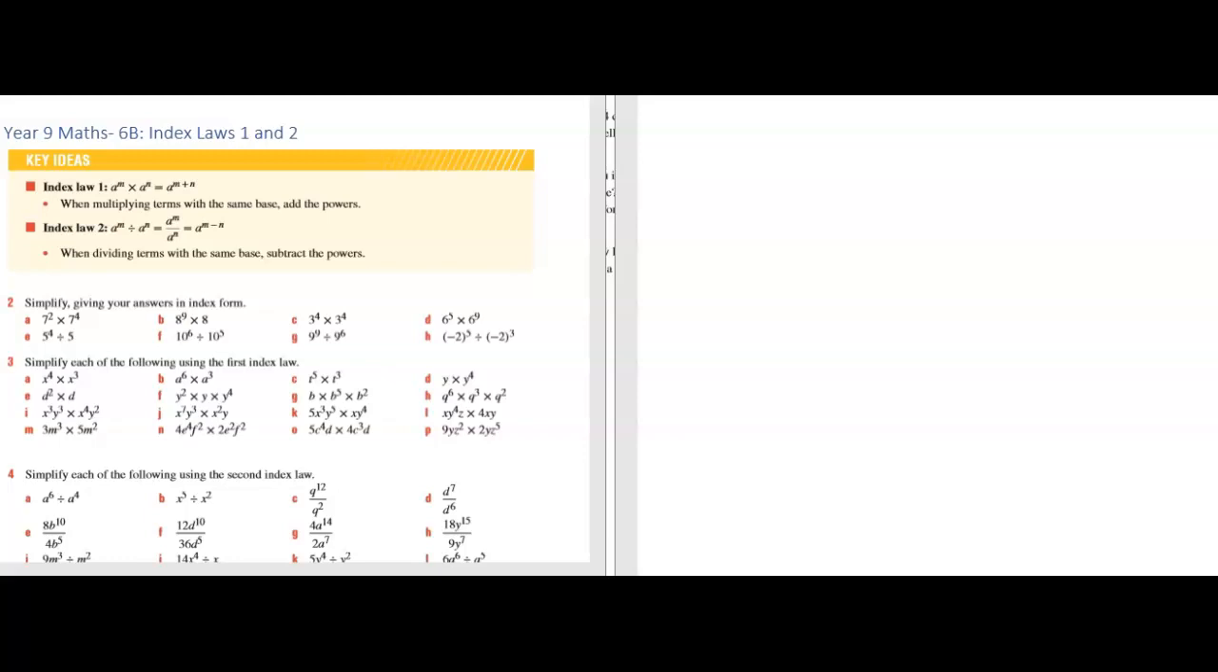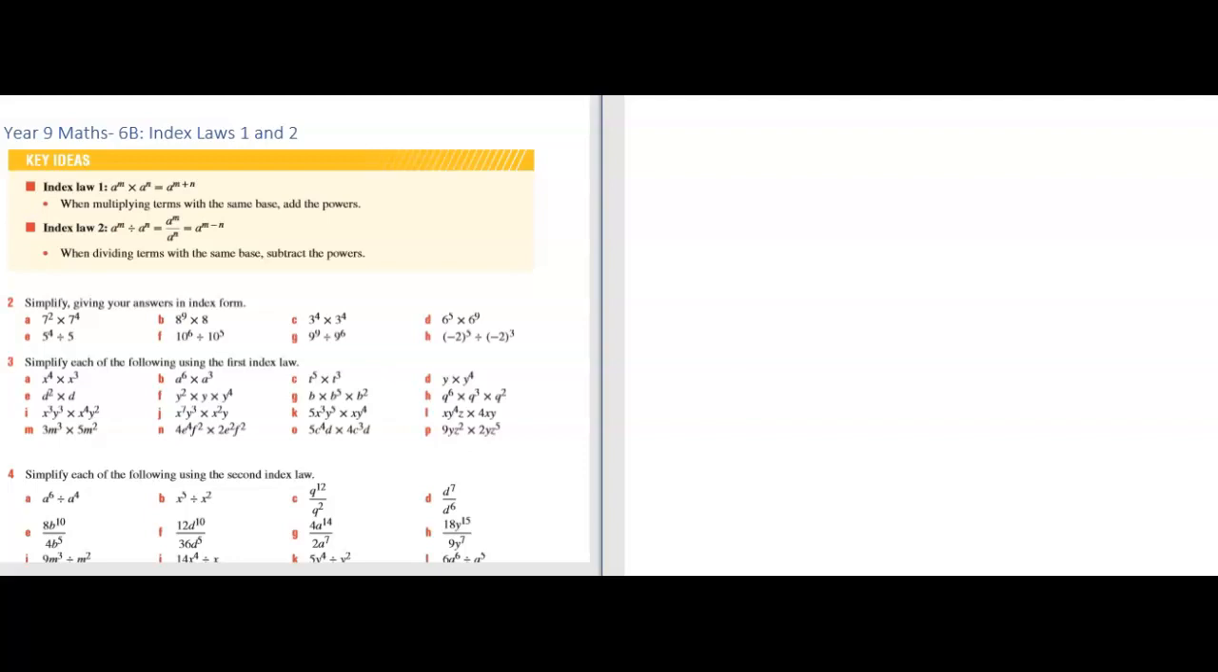Hello, ladies. Today we're going to go through the theory and the initial questions in 6B, which focus on index laws 1 and 2. Now, you never have to remember, no one's going to ever say, oh, what's index law 3? There's just a bunch of index laws or rules that we follow. You're not going to need to know that index law 1 is this, index law 2 is this, index law 3 is this, and so on.